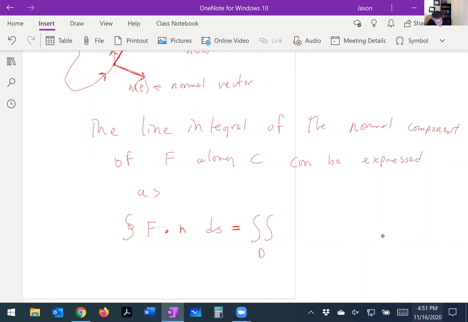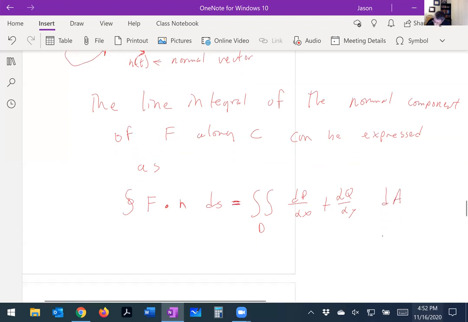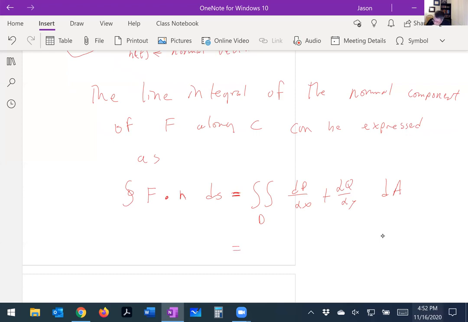I'll make sure I don't screw this up. Uno momento, por favor. I like that. Okay, that's good. dP dx plus dQ dy dA, which by our definition is equal to what? The divergence of F dA. Now I'm only using two variables there. You could generalize this to 3 if you really wanted to.